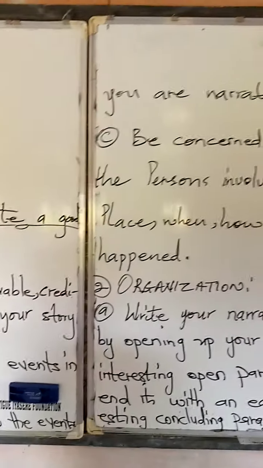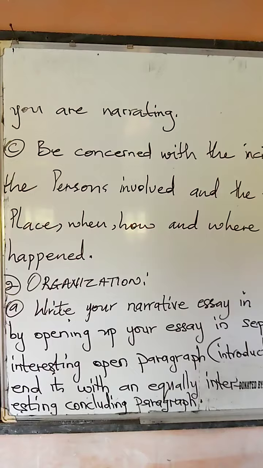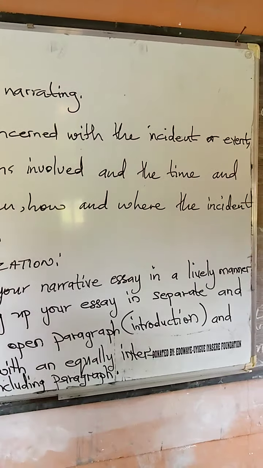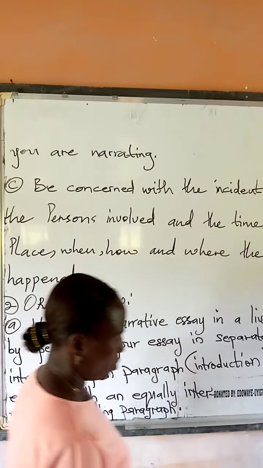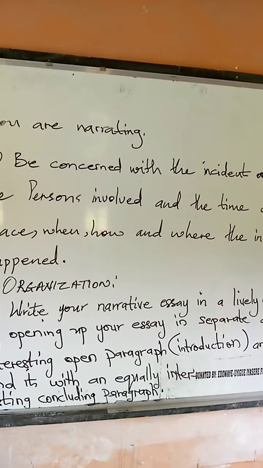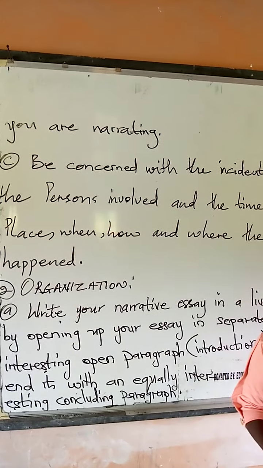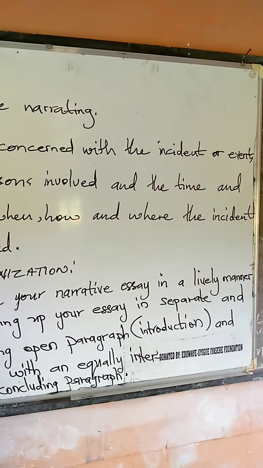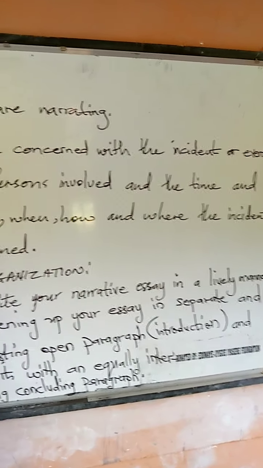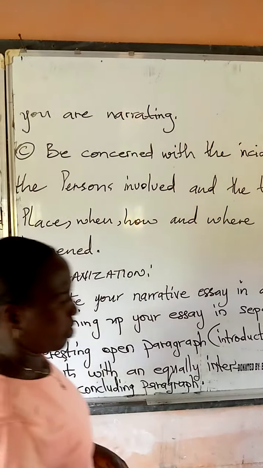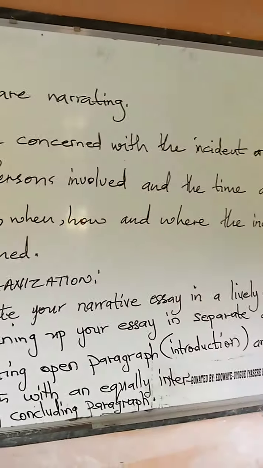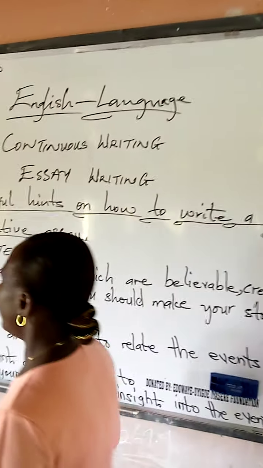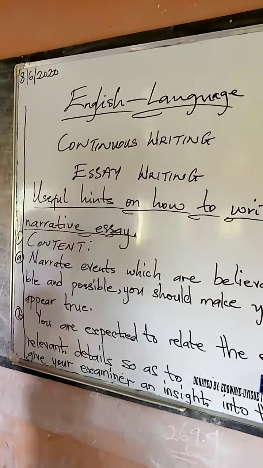Be concerned with the incident or event, the person involved, and the time and the place: when, how, and where the incident happened. You should be able to explain the person involved. You should be able to explain when. You should be able to explain how the event took place. You should be able to explain where. For example, the festival that you witness in your town. You should be able to explain those that are involved, how it was done, and where it was done.